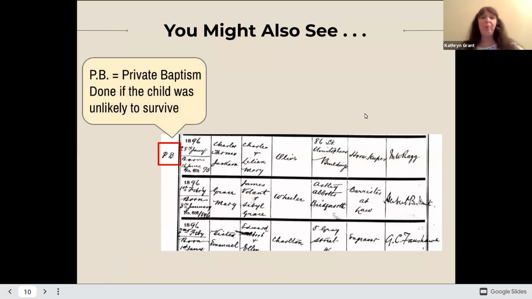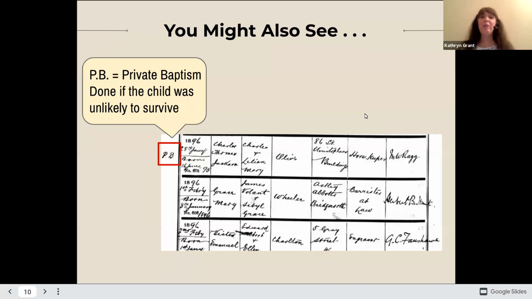So here's an example. You notice this PB in the margin. PB stands for private baptism, or sometimes you would just see the word private. And this was done, sadly, if the child was sickly and unlikely to survive. I'm not sure of the current canon of the Church of England, but I know at that time it was thought that if you did not have your child baptized, then when they died, they would be in a kind of limbo state, as I understand it. So it wasn't really hell, but it also wasn't heaven.